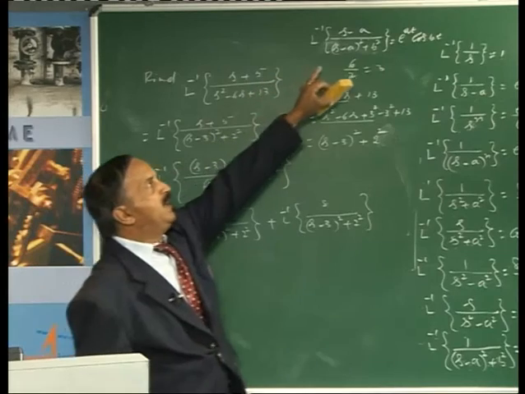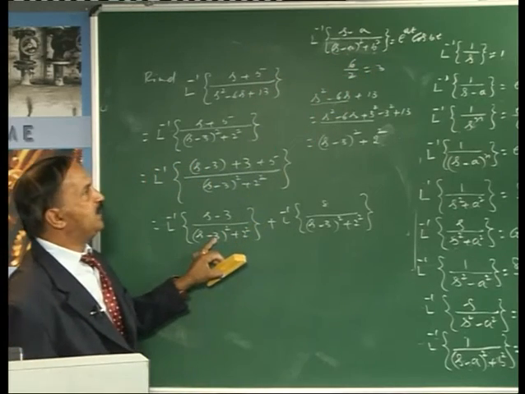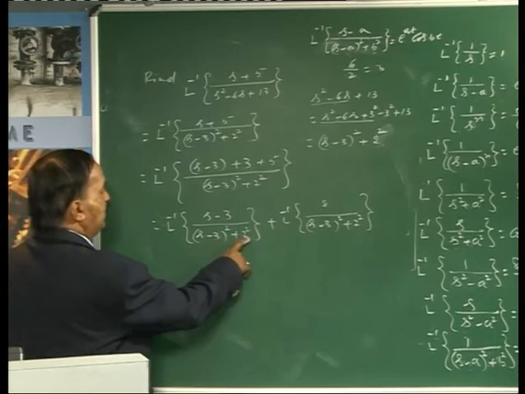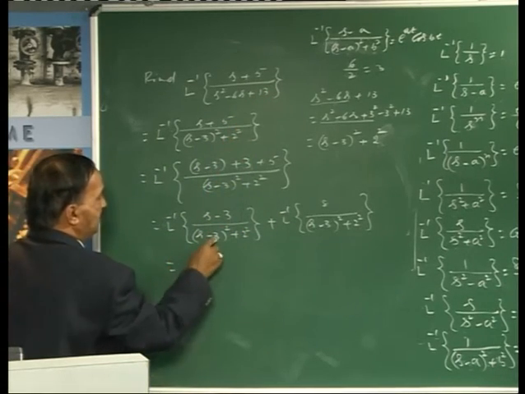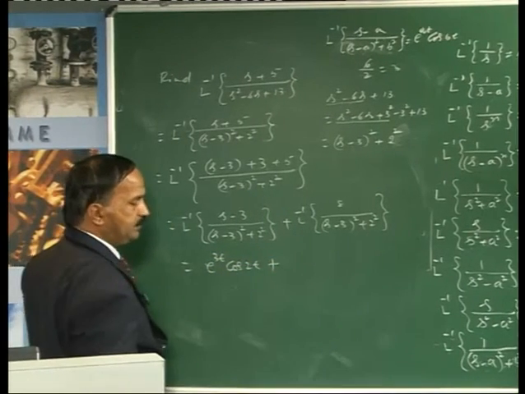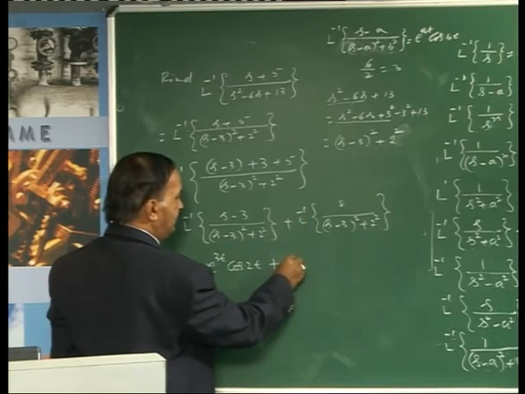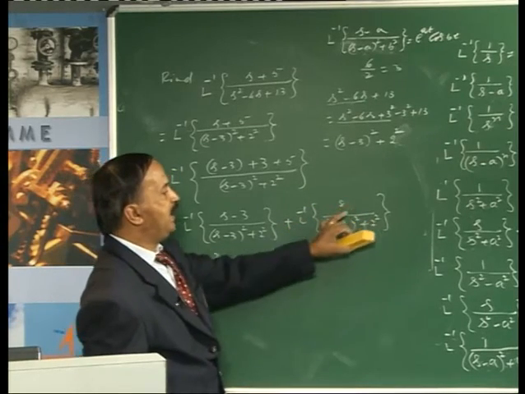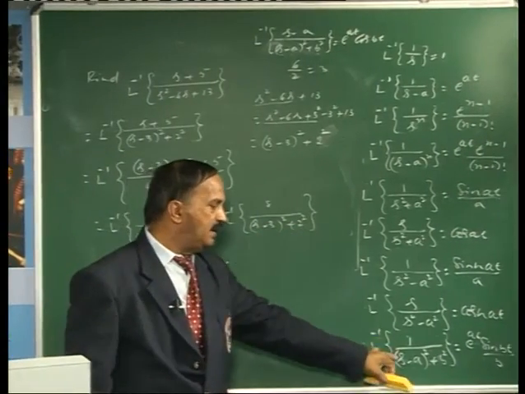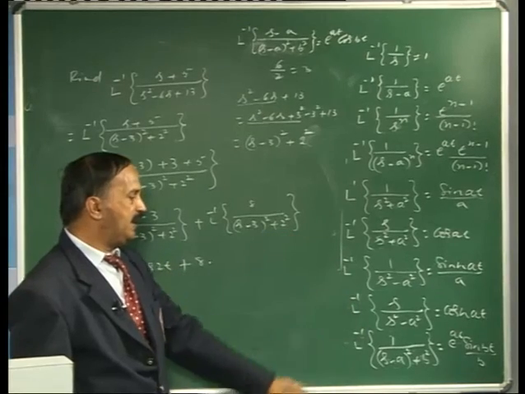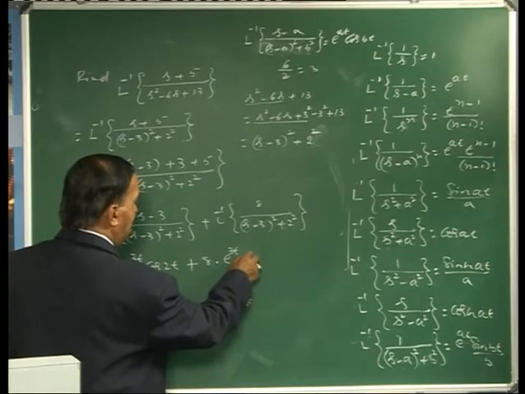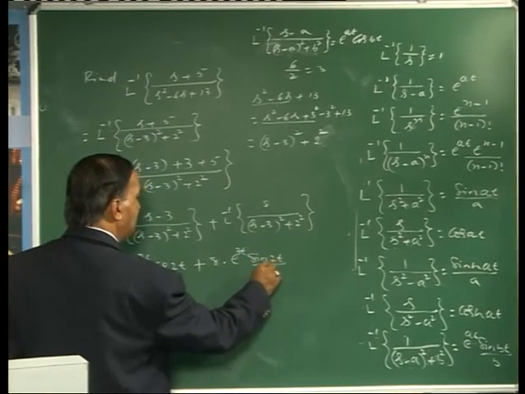Now once again use the same formula here. Compare these two, put a equal to 3, b equal to 2, you will get the required answer. Put a equal to 3, b equal to 2 in that formula, the answer is e to the power of 3t into cos 2t plus, you take this 8 outside, the remaining is L inverse of 1 by (s minus 3) whole square plus 2 square. Use this formula, put a equal to 3, b equal to 2, you will get the required answer here. That means e to the power of 3t into sin bt, sin 2t divided by 2.